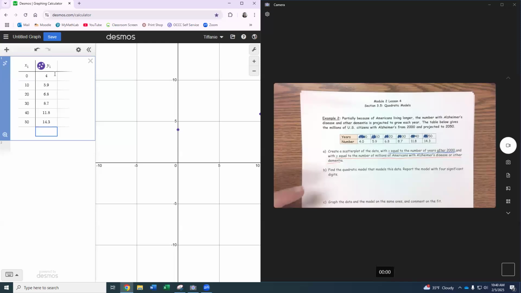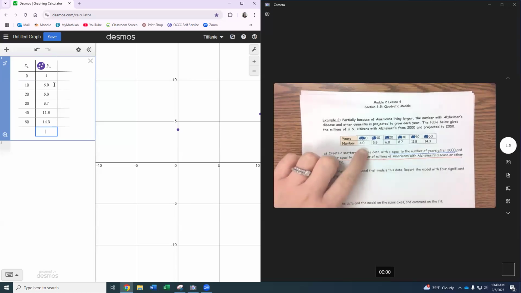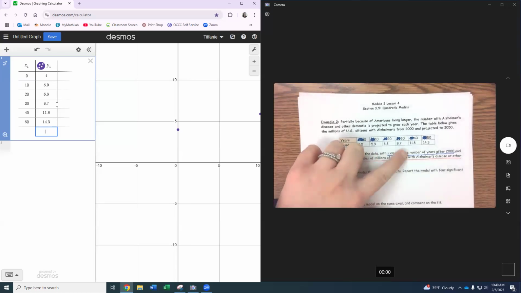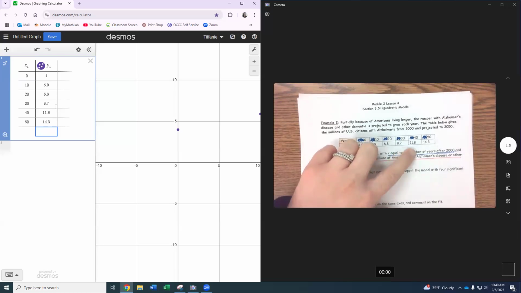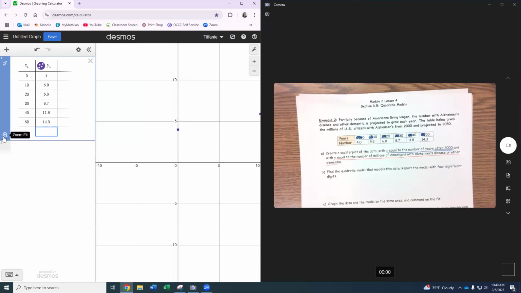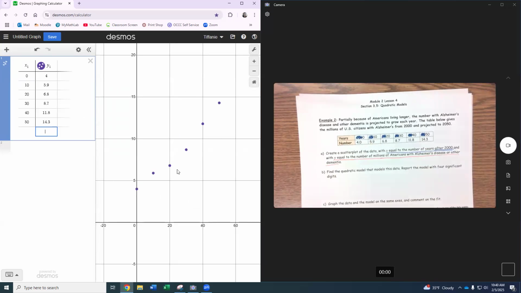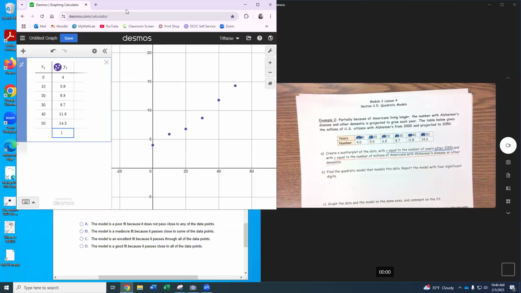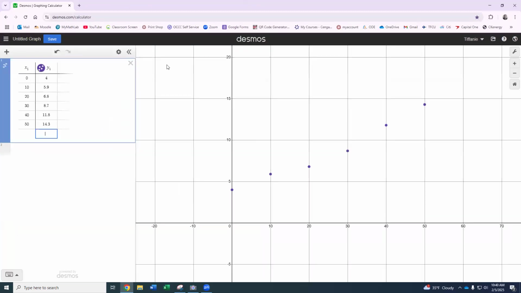Okay, and before I do my zoom fit, I'm going to take the 3 seconds it takes to check my data. And so we have 4, 5.9, 6.8, 8.7, 11.8, and 14.3. So I like my data. So I will hit my zoom fit, and there is my data right there.